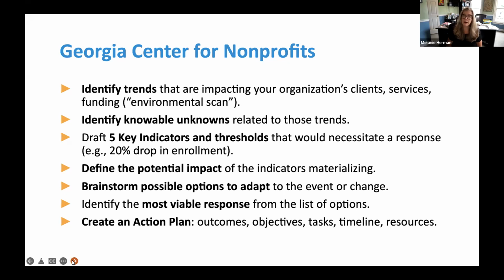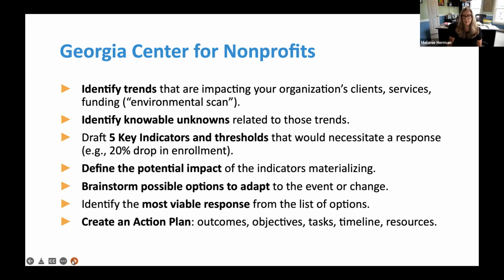So the second approach to scenario planning that I want to talk about this afternoon is from the Georgia Center for Nonprofits. And in this approach, the Georgia Center suggests that we start by doing an environmental scan. So that's something that each of us is familiar with. If you've ever done a strategic planning exercise, you know what an environmental scan looks like. And it really begins with identifying trends. What are the trends that are impacting your clients, your services, and even your funding sources?